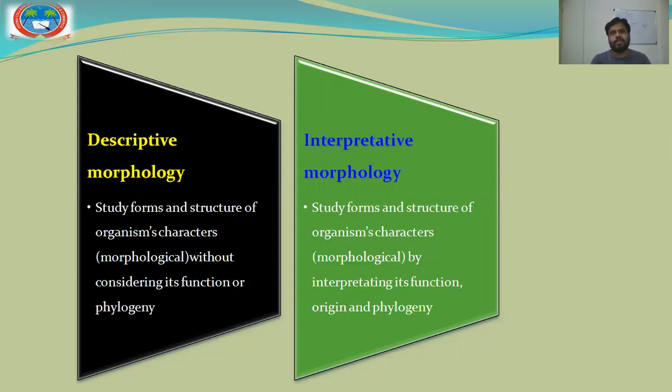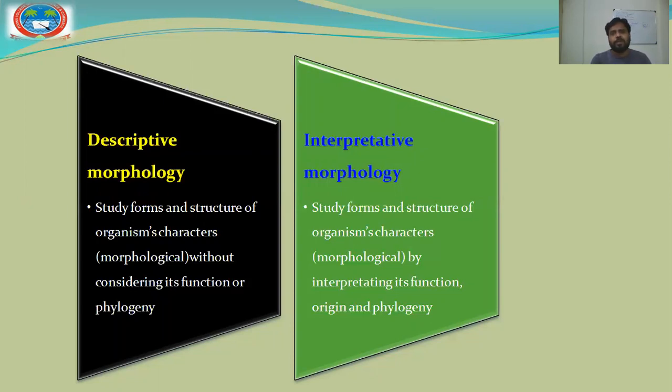We are restricted to describing only the external morphology, or the external characters, which are shown by the organisms. If you consider plants, the plants consist of different parts, for example root, stem, leaf, inflorescence, flower, fruits and seeds. The characters which are shown by these parts are only considered in descriptive morphology, and in this way you can only describe the particular organisms. So that level is called descriptive morphology.